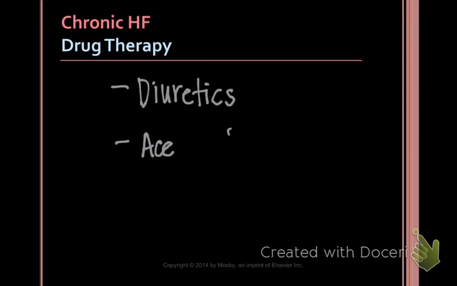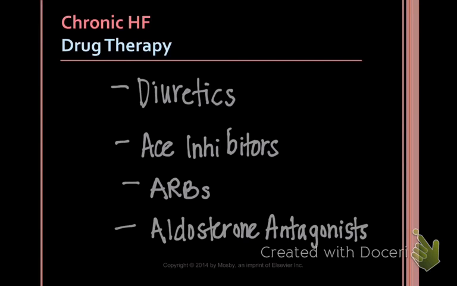ACE inhibitors. ACE inhibitors are the primary drug of choice for blocking the RAS system in heart failure patients with systolic failure. ARBs. A lot of times they'll give these to patients who cannot tolerate ACE inhibitors. Why would they not be able to tolerate ACE inhibitors? If they get the chronic cough, angioedema, right?